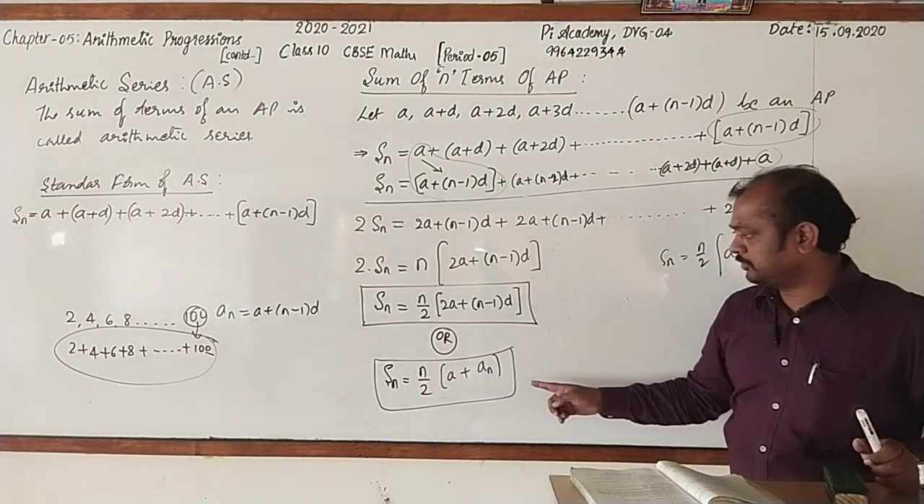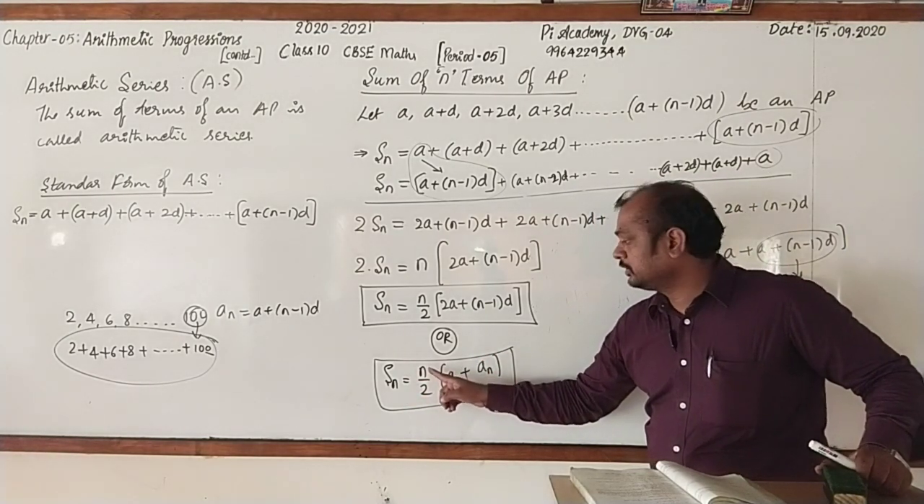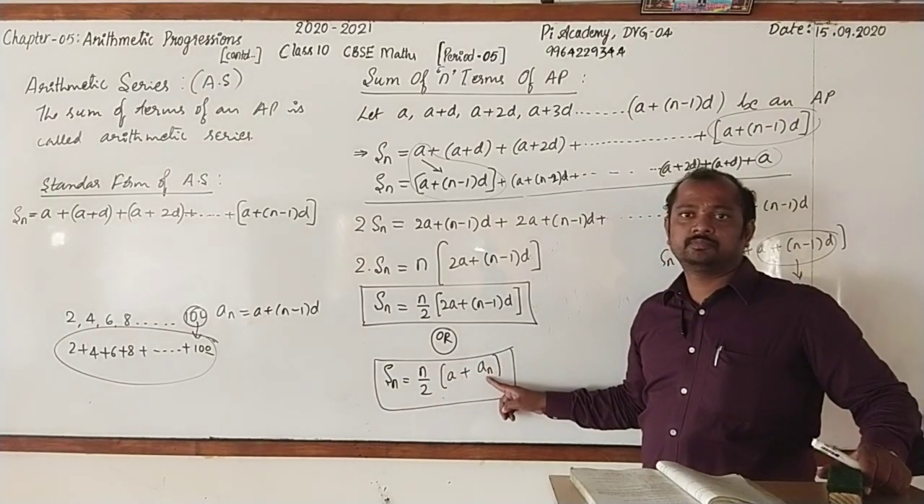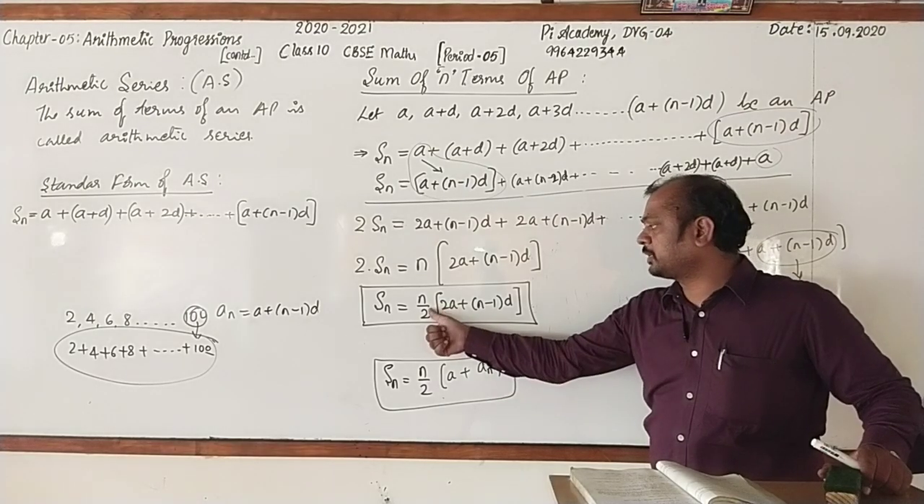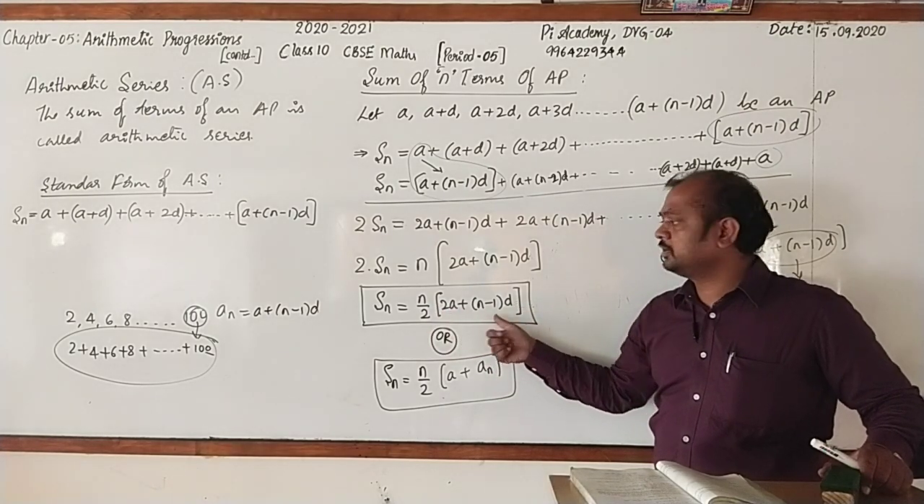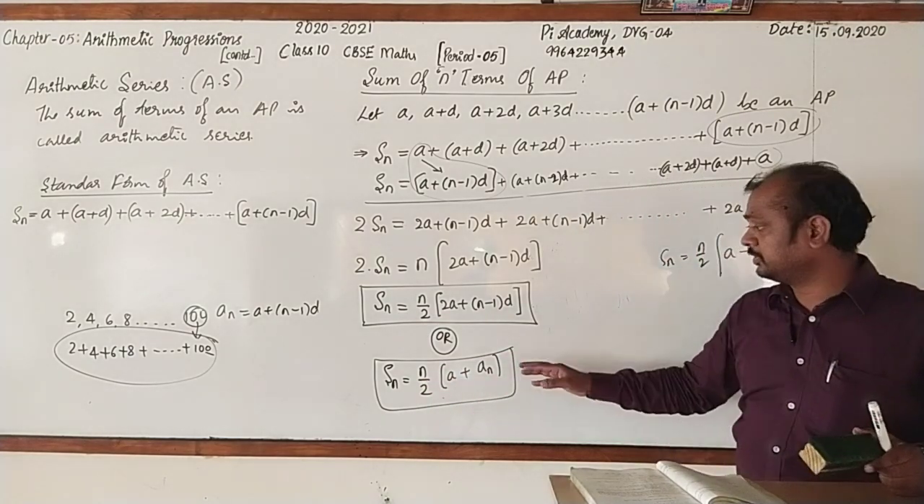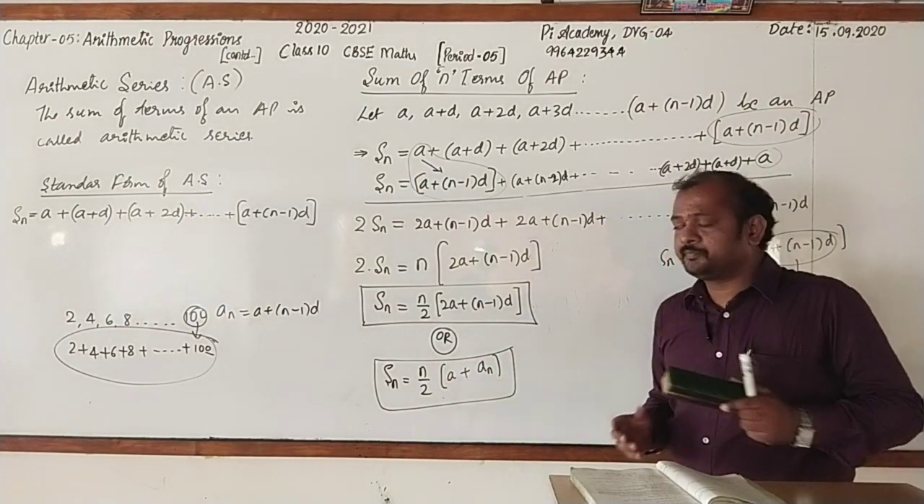So this formula can be used to find out again the sum of n terms of an AP if and only if you know the number of terms of the AP, first term and the last term. Got it? Here number of terms, first term and common difference, you can use this formula. Number of terms, first term and the last term, you can use this formula.